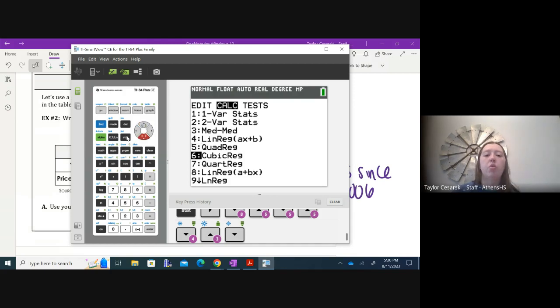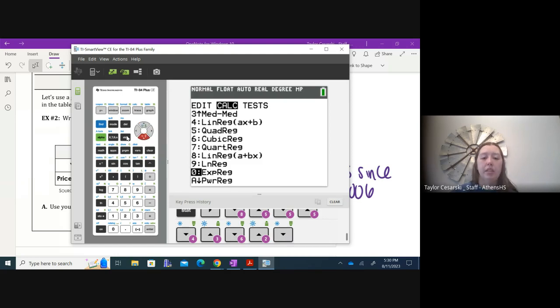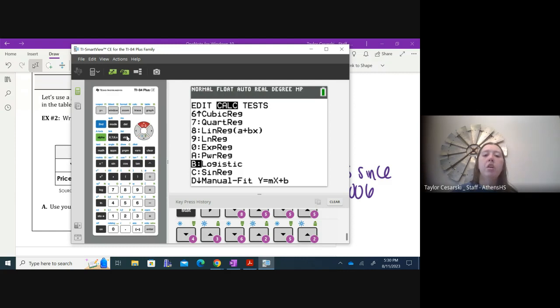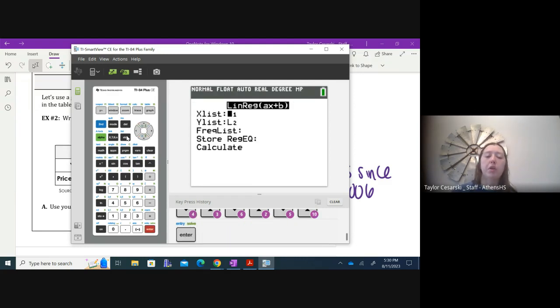You can also see a quadratic regression, a cubic regression, a quartic regression. LN is a logarithmic regression. Exponential, power, logistic, sine. Okay. So we're trying to do a linear regression. I'm just going to use number 4 since that's what we're most used to.